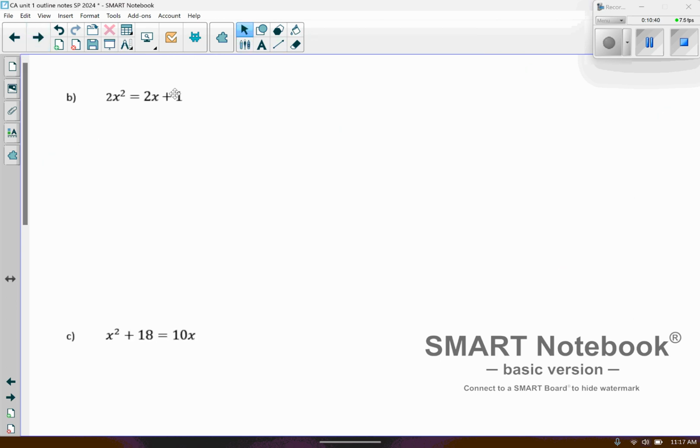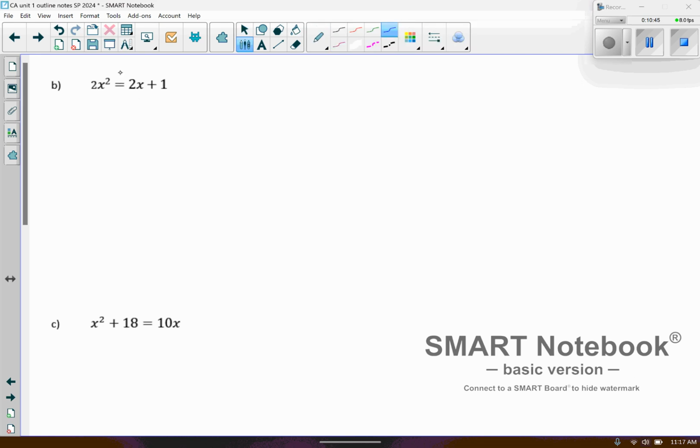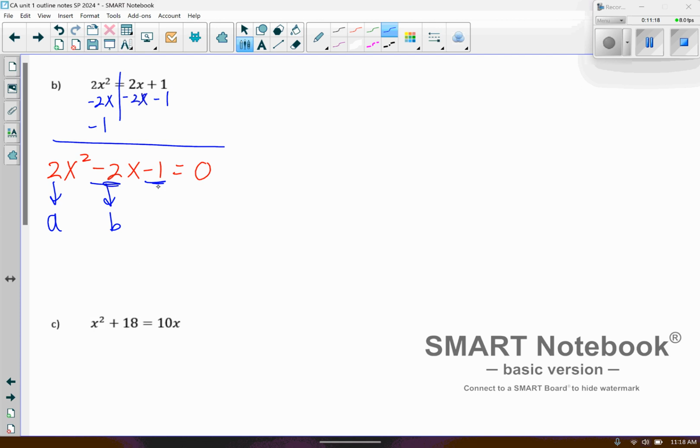All right, so this one here is not in that standard form that we want. Now I could, if I really wanted to, move the 2x squared to the right side, but then it would become negative, and I really like my a value to stay positive. So I'm going to move everything else over to the left instead. I'm going to subtract those, and I end up with 2x squared minus 2x minus 1 equals 0. Okay, so that's going to be my A, that's going to be my B, and there is my C.